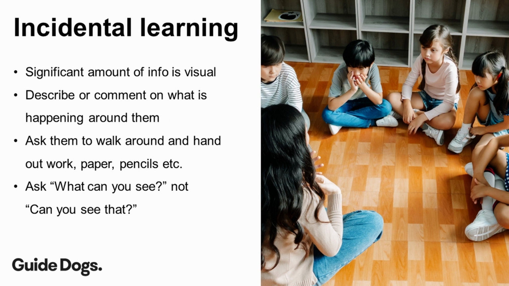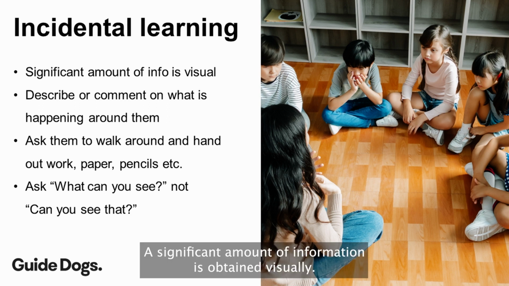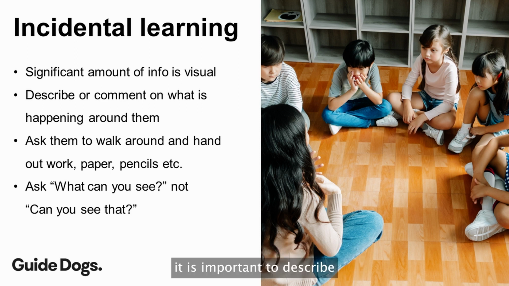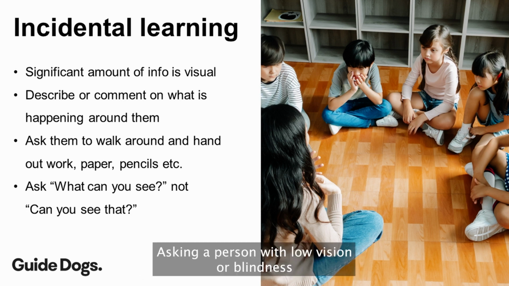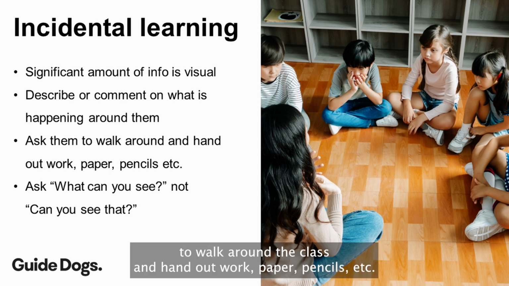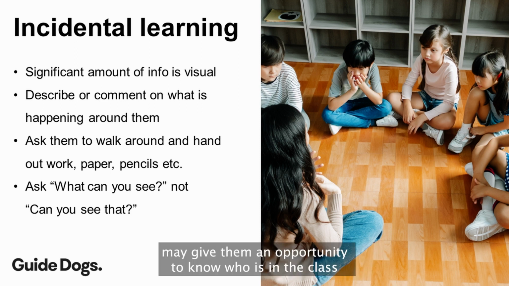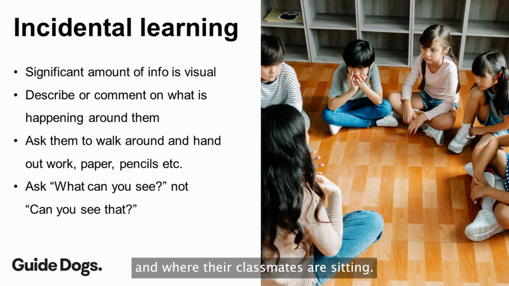Incidental learning. A significant amount of information is obtained visually. If the student's ability to gain visual information is limited, it is important to describe or comment on what is happening around them. Asking a person with low vision or blindness to walk around the class and hand out work, paper, pencils, etc., may give them an opportunity to know who is in the class and where their classmates are sitting.